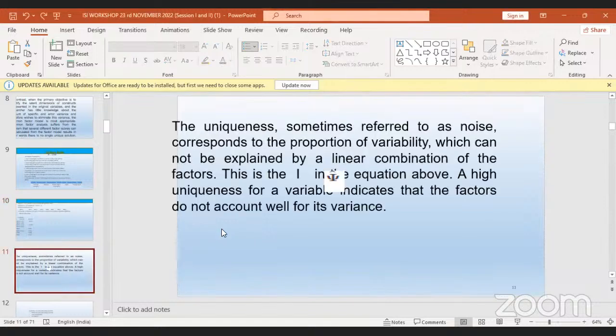The uniqueness, sometimes referred to as noise, corresponds to the proportion of variability which cannot be explained by a linear combination of the factors. So, a high uniqueness for a variable indicates that the factors do not account well for its variance.